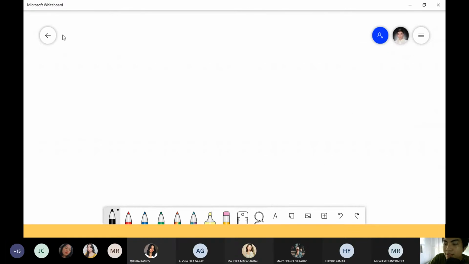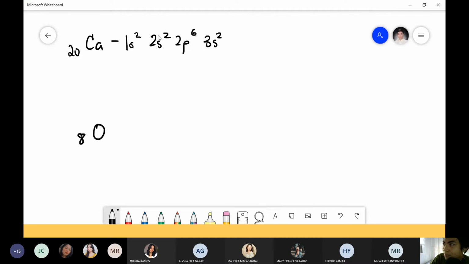Let's have calcium and oxygen. Again, I will write the electron configuration of these two elements. For calcium, that's 1s2, 2s2, 2p6. So that's 10 already. 3s2, that's 12. 3p6, 18. And then 4s2. So 20. This is the electron configuration of calcium.